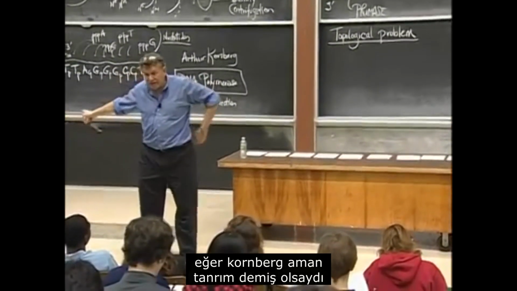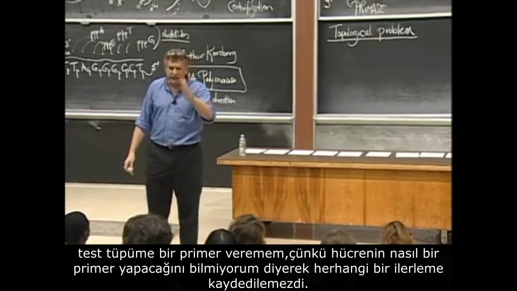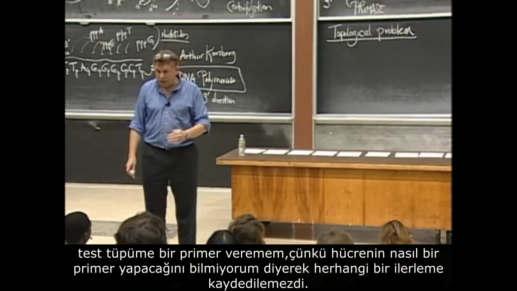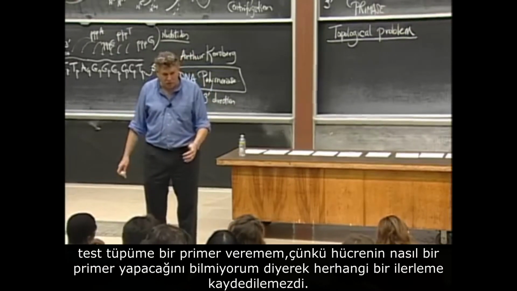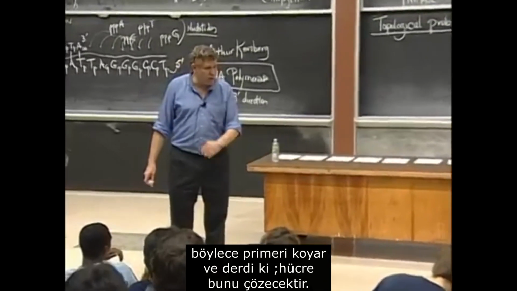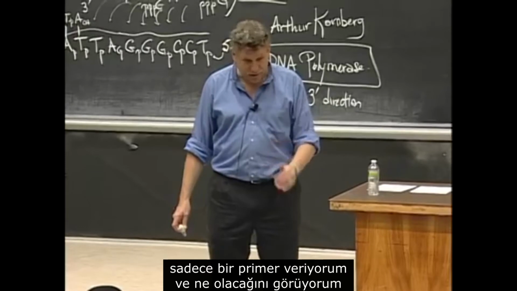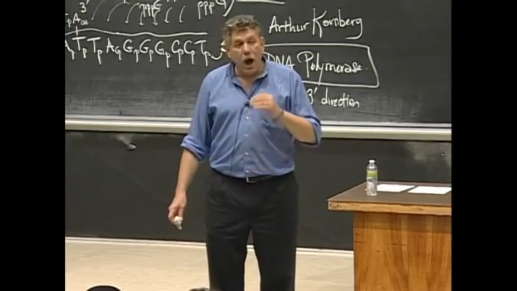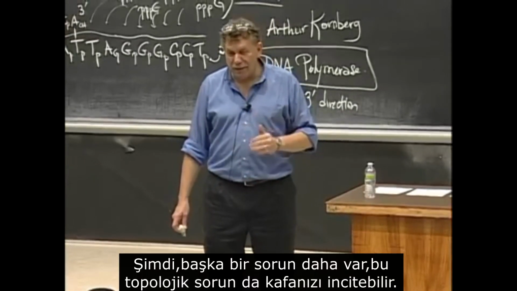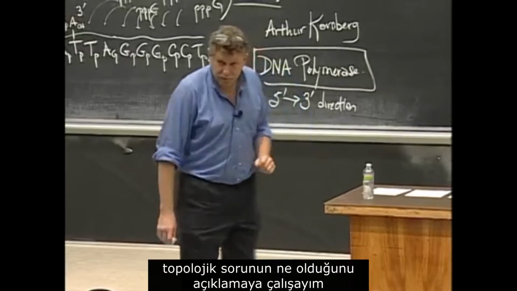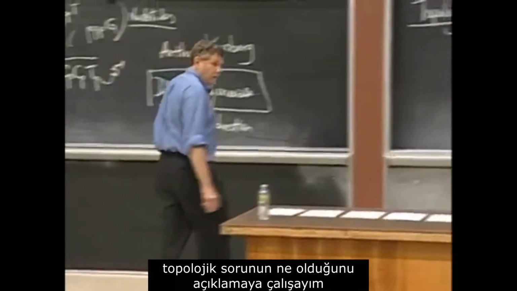If Kornberg had said, "Oh my goodness, I can't give my test tube a primer because I don't know how the cell would make a primer," he wouldn't have made any progress. So he throws in the primer and says, "The cell will figure it out. I'm just giving it a primer and I'll see what happens," right? Now there's another problem, this topological problem that also could make your head hurt. Let me try to explain what the topological problem is.